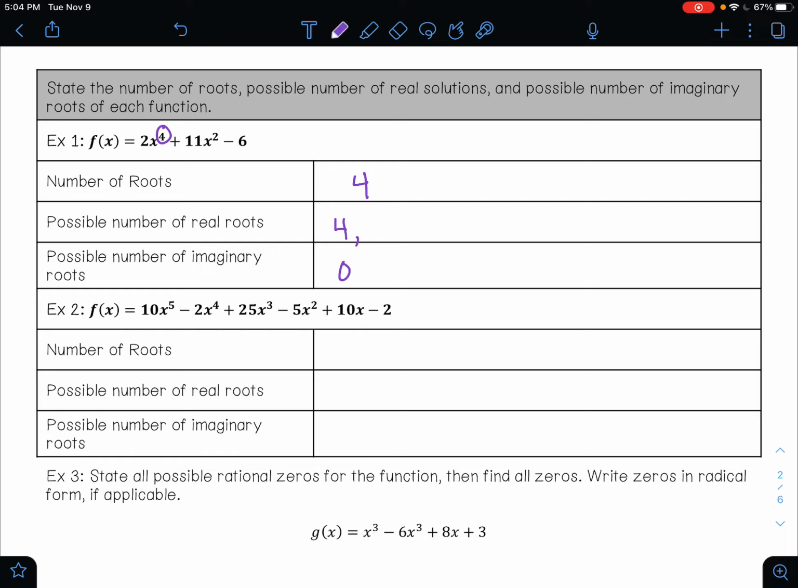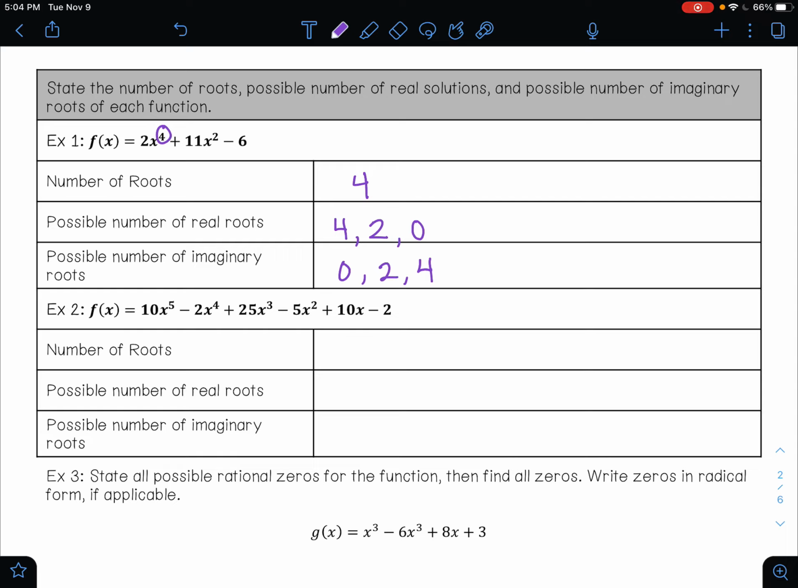I could have 2 real solutions. If I had 2 real solutions, then I would have 2 imaginary solutions. I could not have 1 real solution because then I would have to have 3 imaginary, and 3 is not a pair, right? Everything has to come in pairs. One of my imaginary numbers will not have an imaginary friend, so that would not work. I could have 0 real solutions and 4 imaginary solutions. Those are all the possible scenarios.